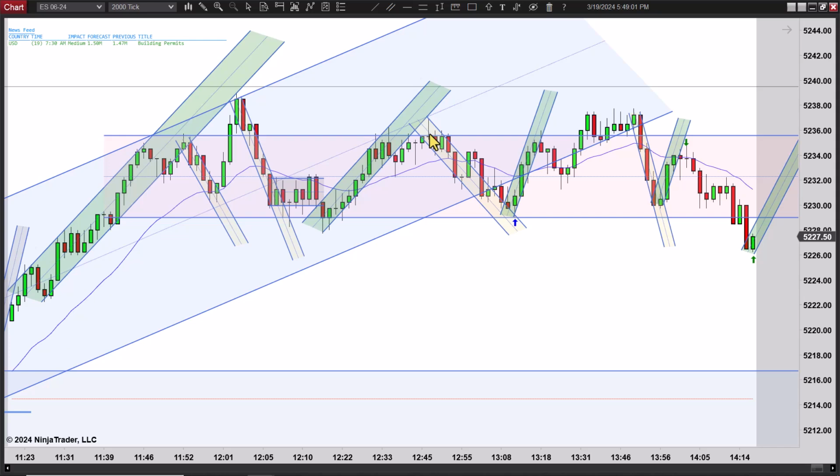But now you get what looks to be a triple test, but we made a new high. I meant to mark this one green, because you got a break of the channel, two legs up to a new high, which usually leads to a reversal.